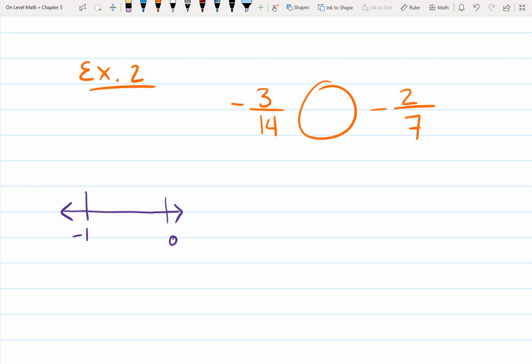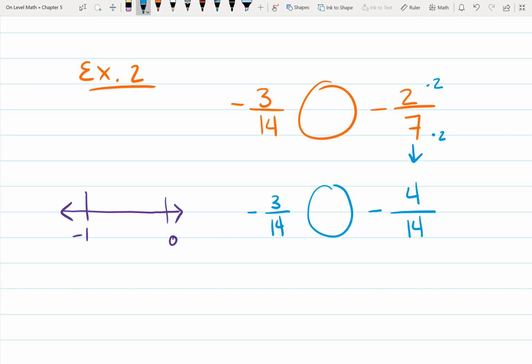Okay, so I've got two fractions, which means I can use a common denominator to compare. -3/14 and -2/7. My common denominator will end up being 14. So what do we have to do to 7 to get to 14? Multiply by 2. What you do to the bottom, you do to the top. So 7 times 2 is 14. 2 times 2 is 4. Don't forget that these are negative fractions. I'm going to rewrite my original fraction over here.